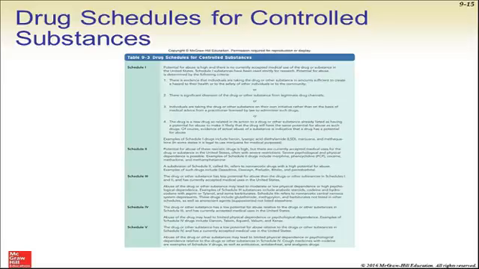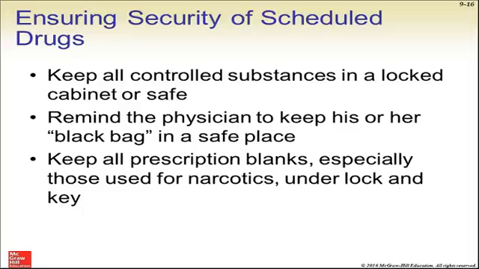Ensuring security is important, especially if you have any kind of scheduled drugs that are within your office. So keep all controlled substances in a locked cabinet or safe. Remind the physician to keep his or her black bag, which is basically their doctor bag, in a safe place. Keep all blank prescriptions, especially those used for narcotics, under lock and key. They should not be left laying around where anyone could just walk by and decide they wanted to take some of those.